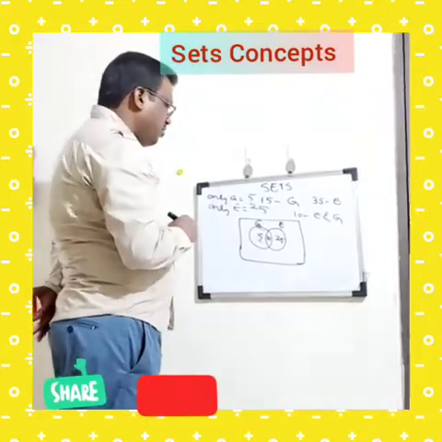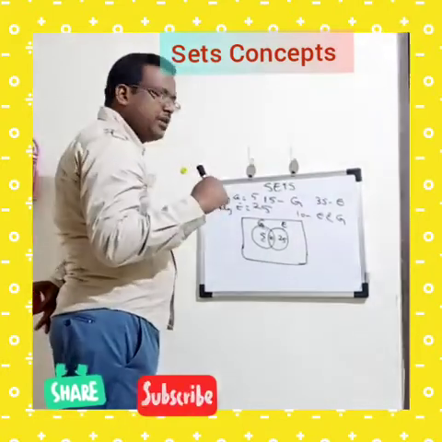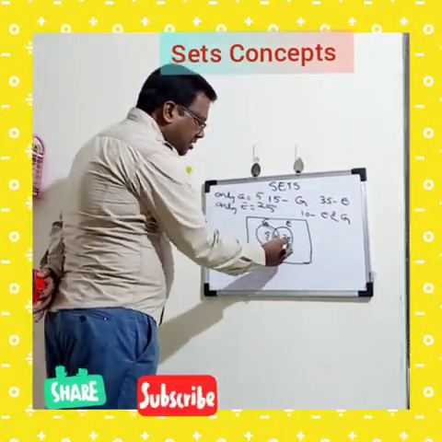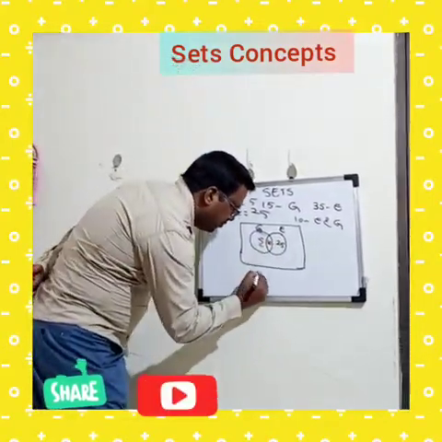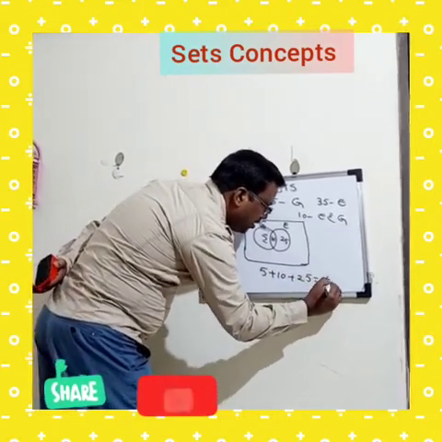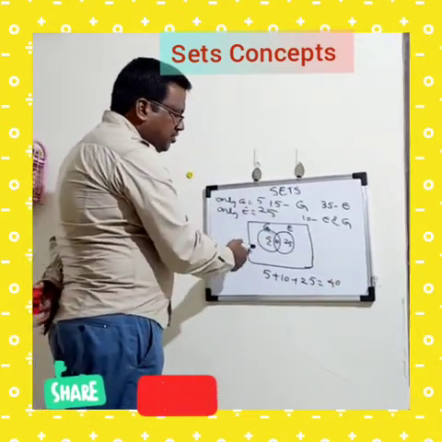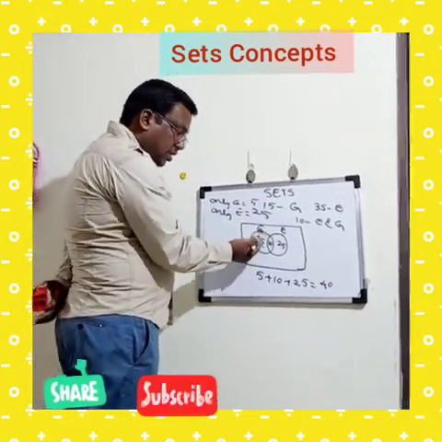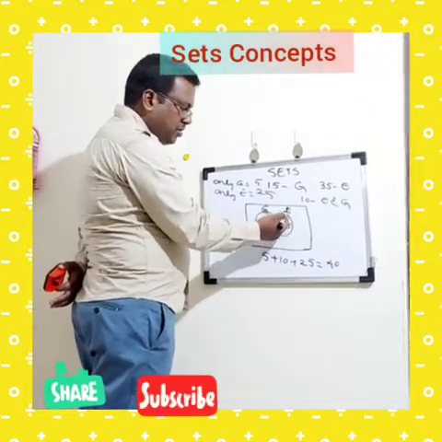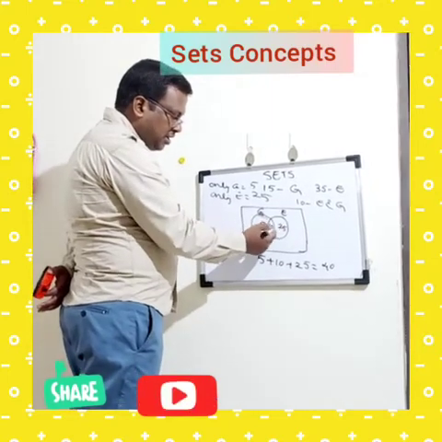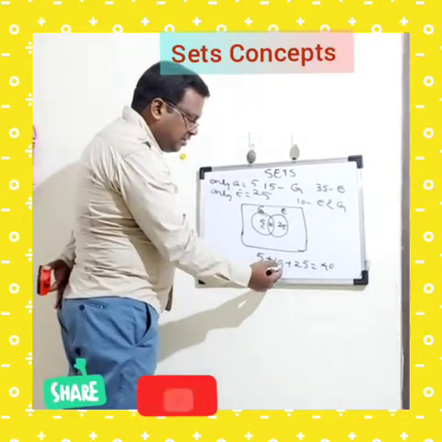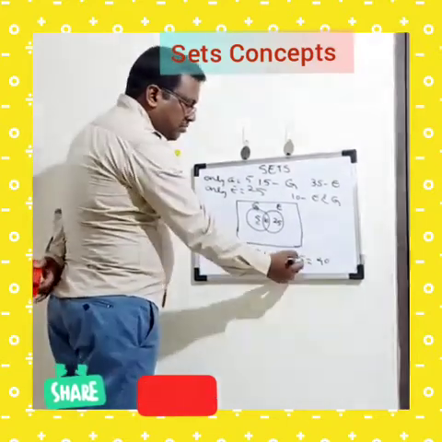Number of people who like at least one of the subjects, that means all the values together, that is 5 plus 10 plus 25, that is 40. That is the number of students who like at least one of the subjects. It can be only German language, or only English language, or the people who like both subjects. So 5 plus 10 is 15, plus 25, that is 40.